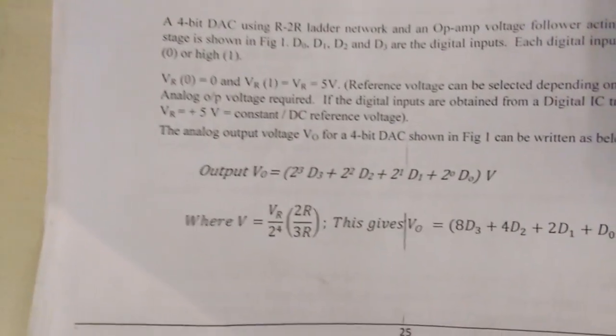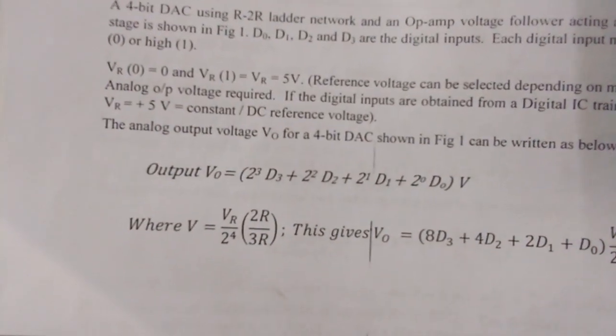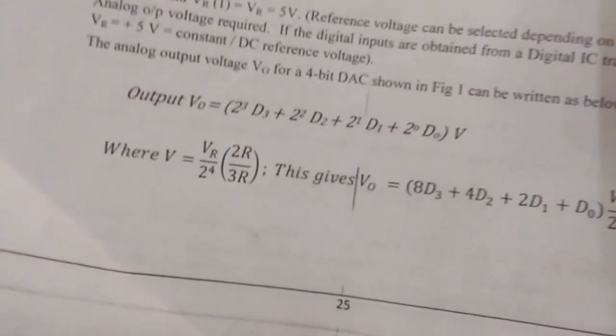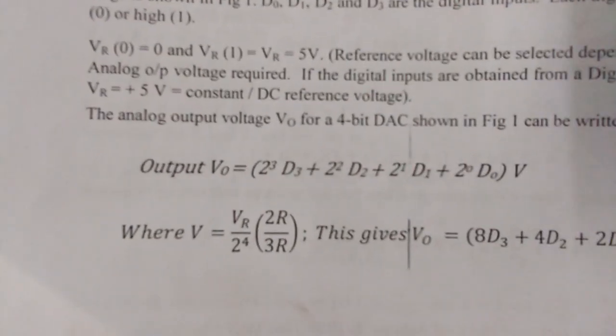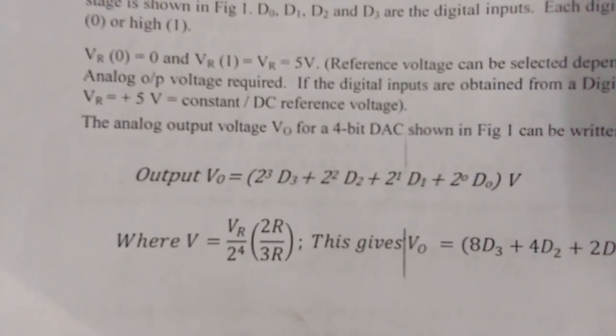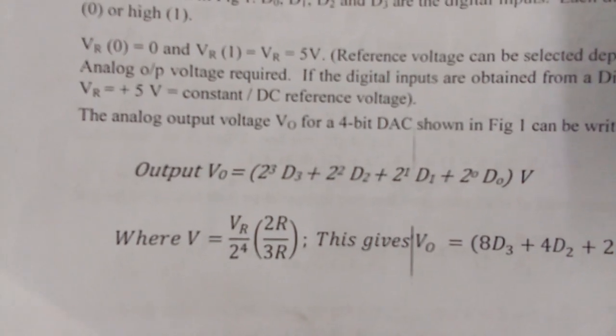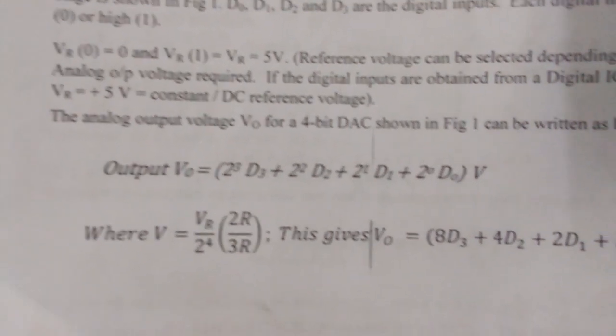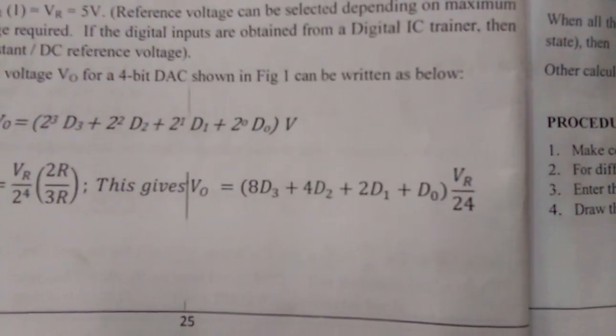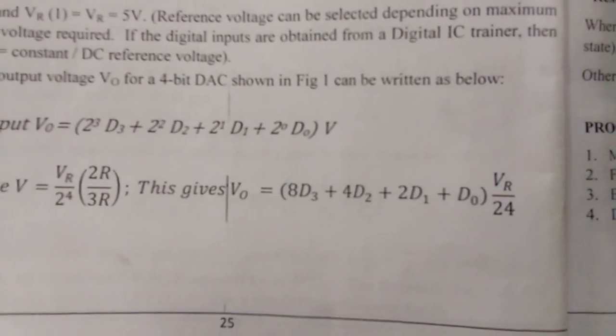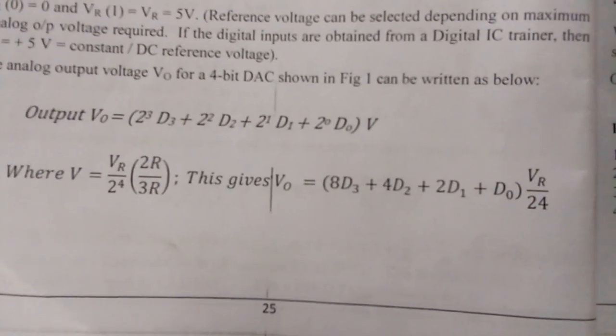Now, the formula we are using for converting the digital input into analog is: the analog output is given by VR by 2 to the power of 4 into 2R by 3R, but its final value is VR by 2^4, that is the resolution. Last time when I took the theory lab experiment classes, I explained all these things.